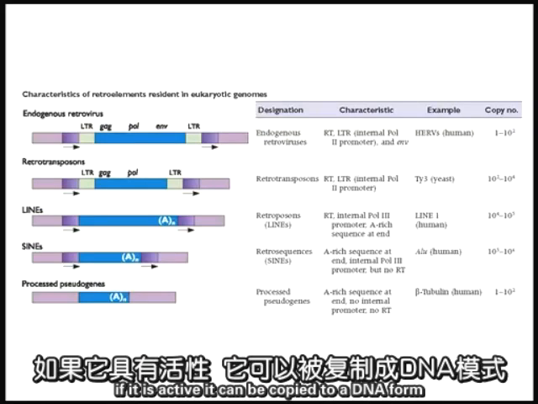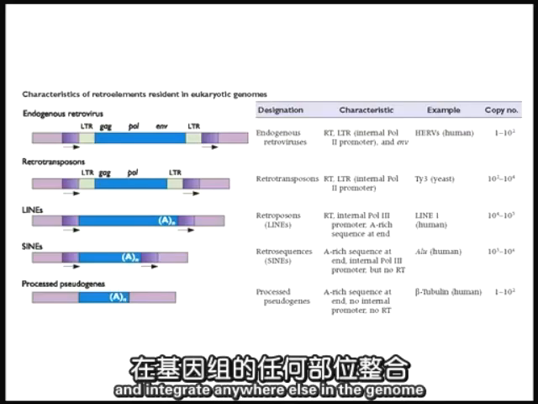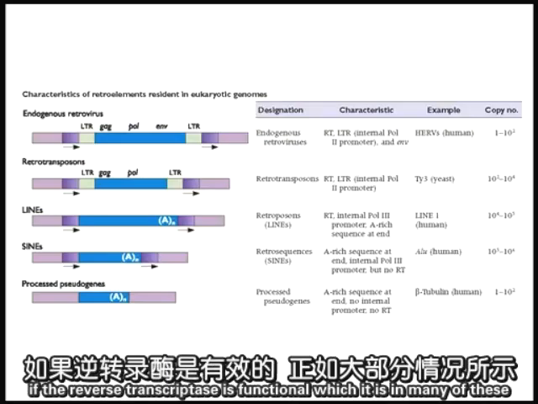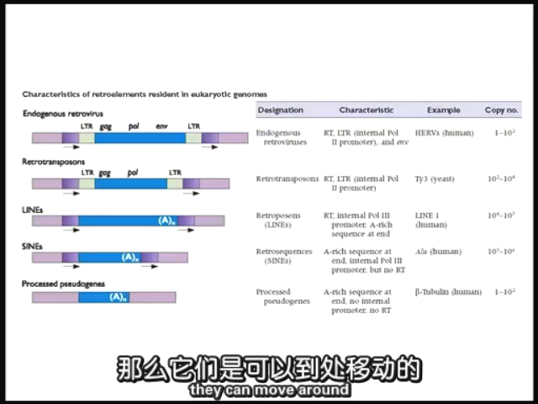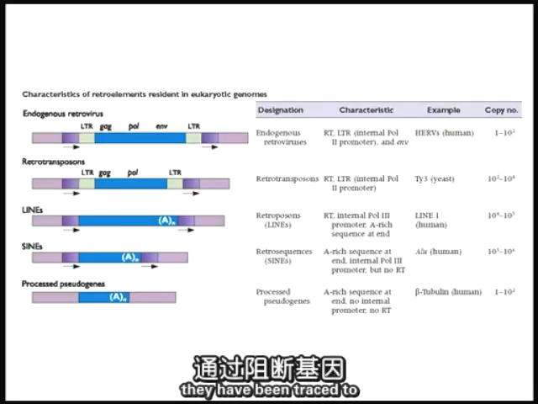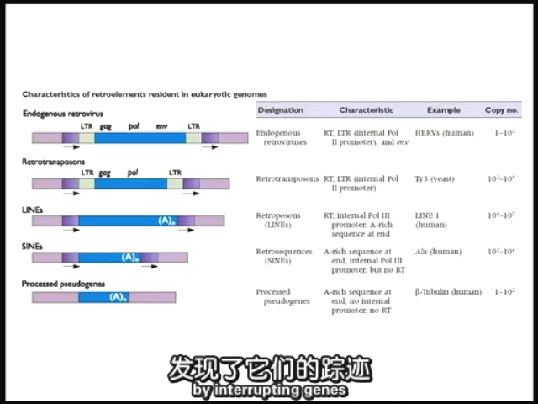If it's active, it can be copied to a DNA form, and it can go somewhere and integrate anywhere else in the genome. So these are mobile genetic elements. If the reverse transcriptase is functional, which it is in many of these, they can move around. So they have implications for diseases of different sorts. They've been traced to a variety of human diseases by interrupting genes.